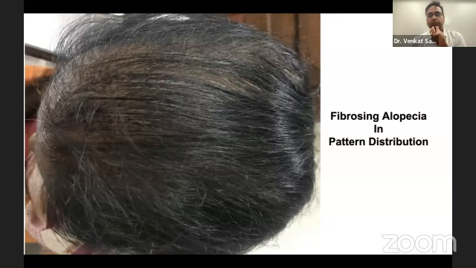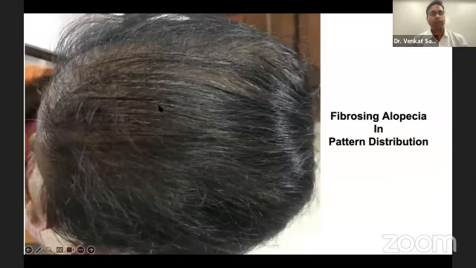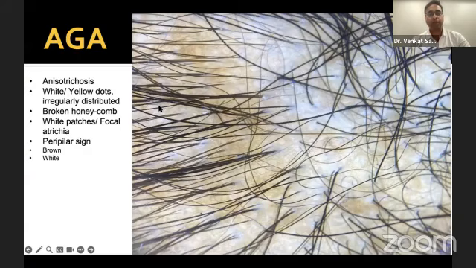Yeah. So this is in fact a trichoscopic picture of fibrosing alopecia in a pattern distribution. But I put this up to show you that in androgenetic alopecia, and fibrosing alopecia in a pattern distribution, you see a similar trichoscopic picture. Clinically, you would call this androgenetic alopecia unless you've taken a biopsy.